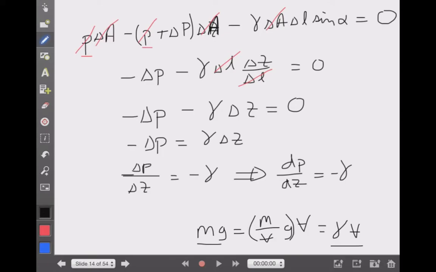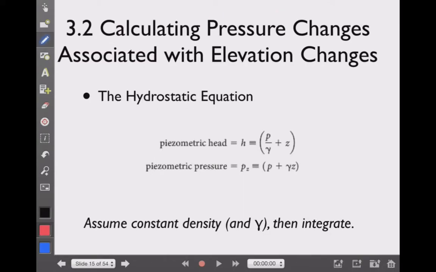And this tells us again that if the pressure is getting greater, the altitude in the fluid, the height of the column in the fluid, must be getting less, or vice versa. It's got to be that this is equal to a negative value.